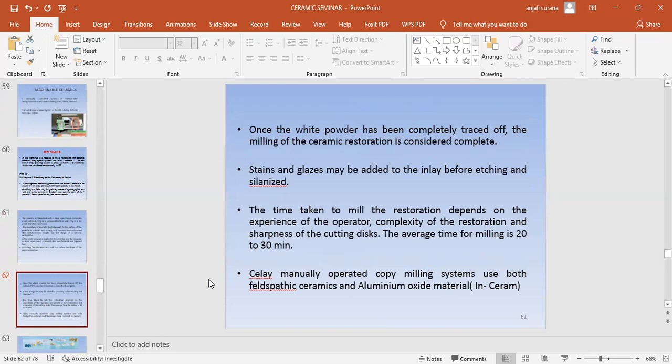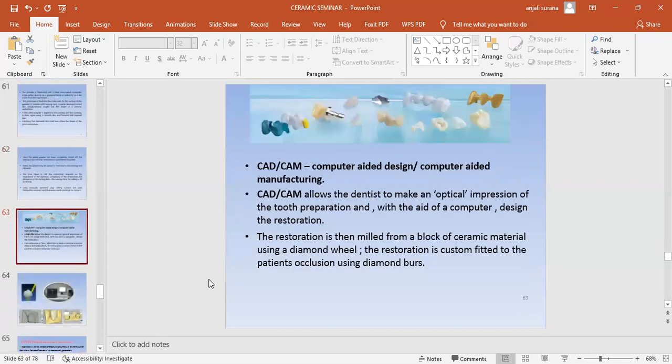Stains and glazes may be added to the inlay before etching and silanizing. The time taken to mill the restoration depends on the experience of the operator, the complexity of the restoration, and the sharpness of the cutting disc. The average time for milling is 20 to 30 minutes. The Celay manually operated copy milling system uses both feldspathic ceramics and aluminum oxide material.